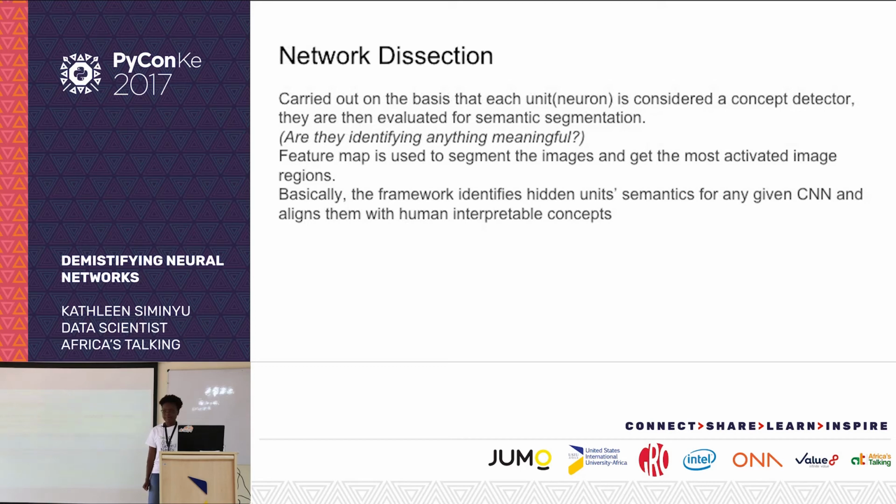It's carried out on the basis that each neuron is a concept detector. So each neuron learns one thing. And if you remember the layers, a layer could have like 256 neurons.